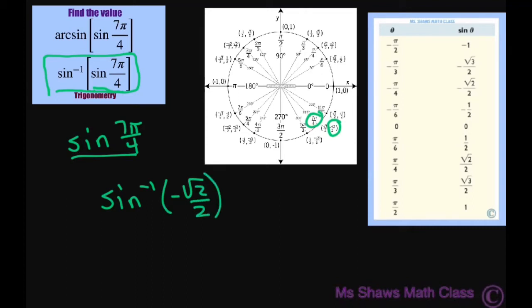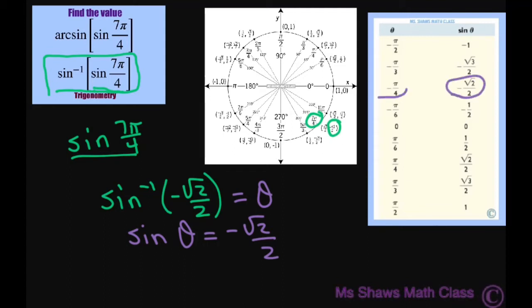Now basically you set this up as sine of theta equals negative square root of 2 divided by 2. But since it's inverse, it's restricted to quadrants 1 and 4. So basically, if you look at the table here, this answer would be negative pi divided by 4 is your theta. All right, so that's one way to do it.